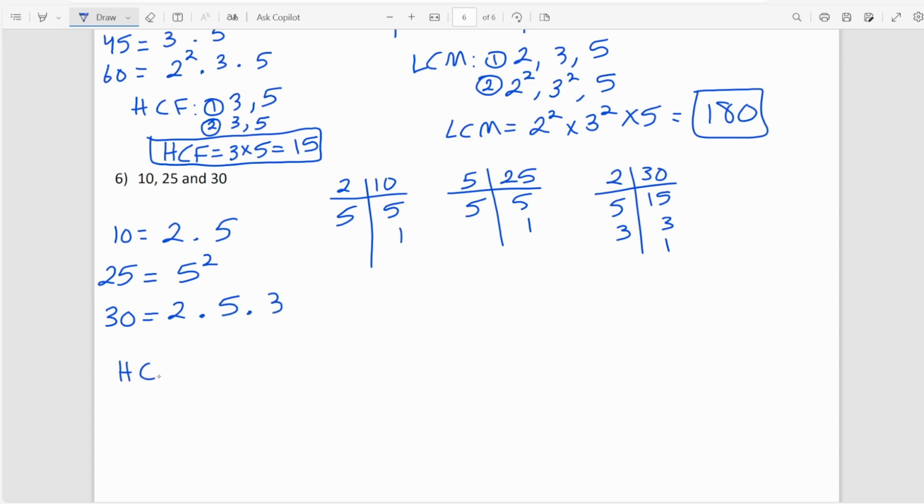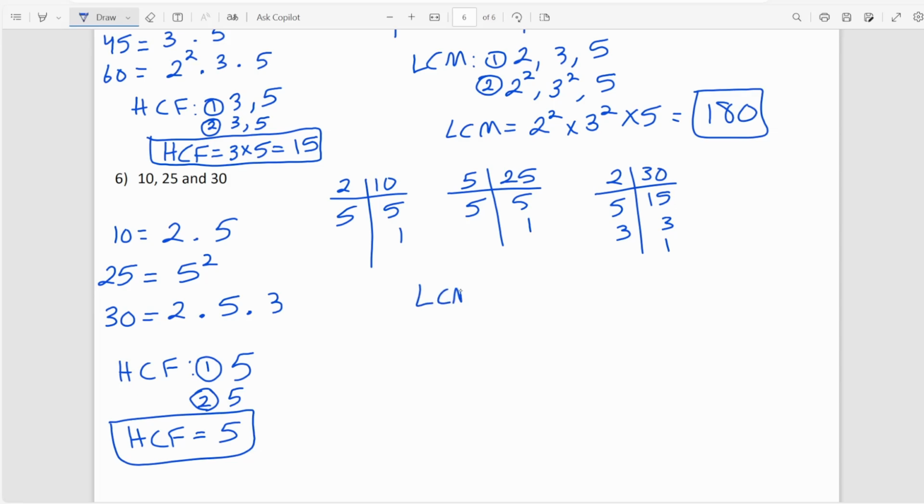All right, so for the HCF, again, we must select the common. 2 is not common between everyone, but 5 is. And that's it. Now, second step is to select the lowest power of the 5. Right now, the lowest power is 5. And so the HCF is just equal to 5.